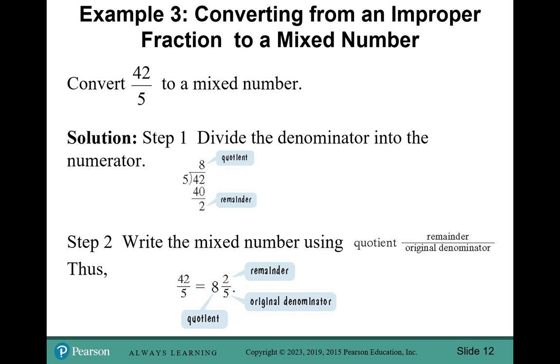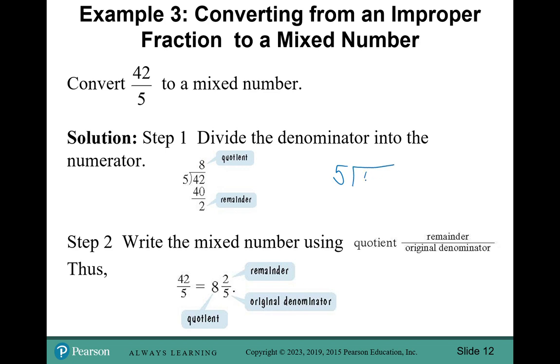So let's convert 42 over 5 to a mixed number. We look at our solution here. Step 1 is to divide the denominator into the numerator. We actually have to do a division here. Now this division is done for you here, but maybe it'll be easier to see if it's done step by step, to practice your step by step by hand division.